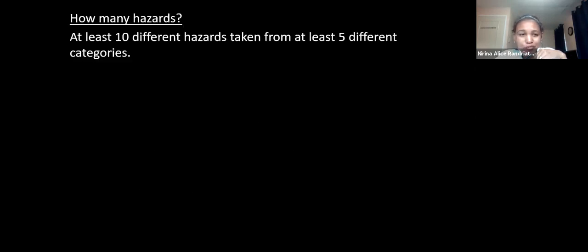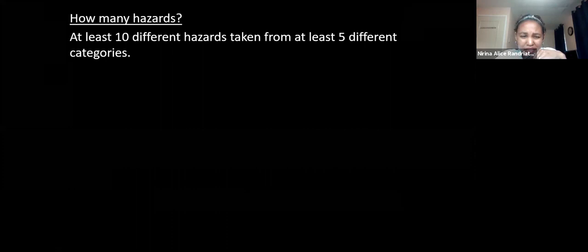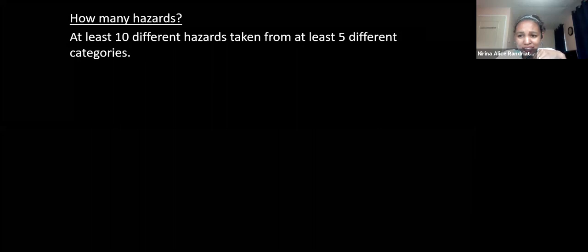Okay, before we talk about the forms, this is a very common question. People always ask about the hazards. How many hazards do I need to identify? What about the hazard category? What does that mean? So it's clear, at least 10 different hazards. And this should cover at least 5 different categories. So first of all, at least 10, but don't provide 20. Don't overdo it. You have some other things to do, so don't spend too much time providing 20 different hazards, and at the end of the day, you'll be submitting a book. It's not really reasonable. So 10, 12, 13, okay, but not 20. That's too much. Now, taken from at least 5 different categories.